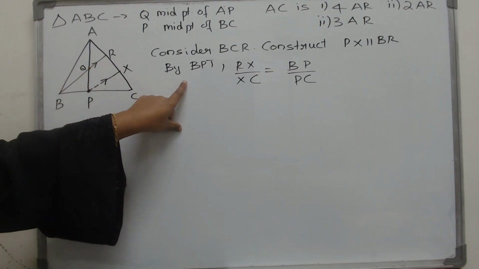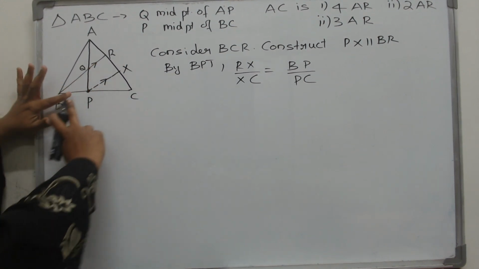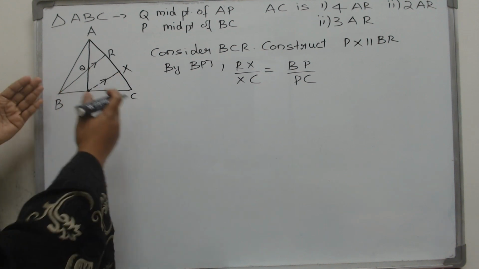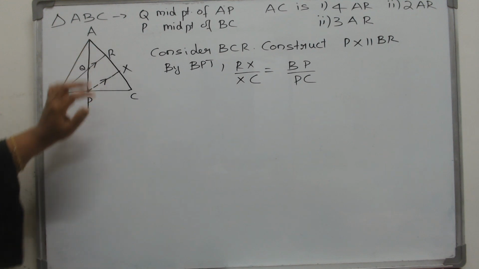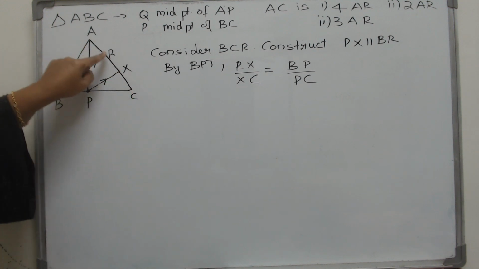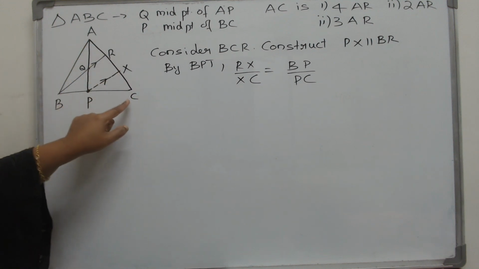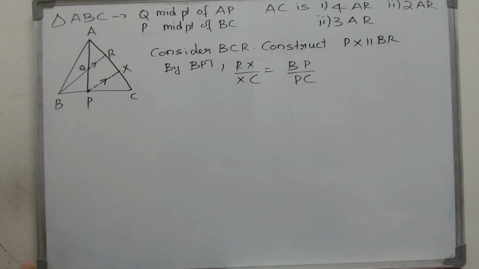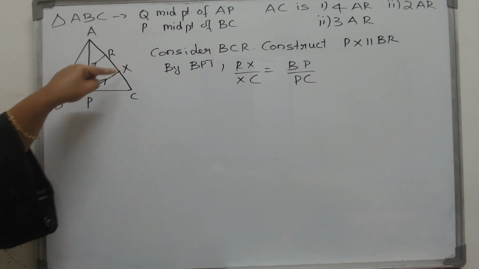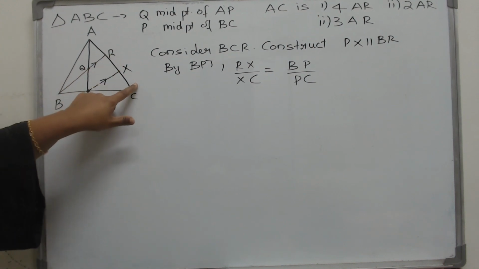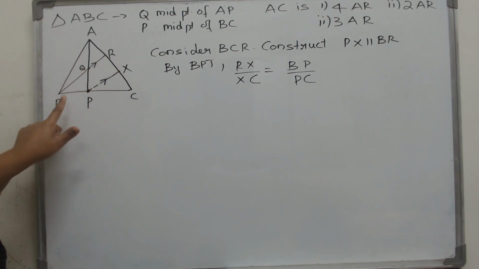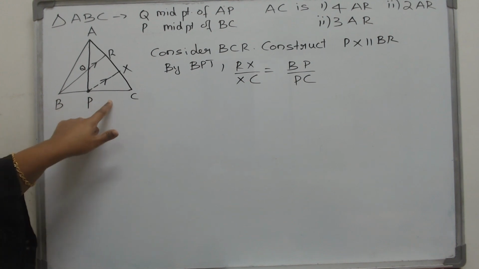Then by BPT, what do we have? The new line that we constructed inside the triangle, what does that new line do? It divides these two sides, RC and BC, proportionally. The ratio where it divides is equal. That means RX by XC is the same ratio as BP by PC.